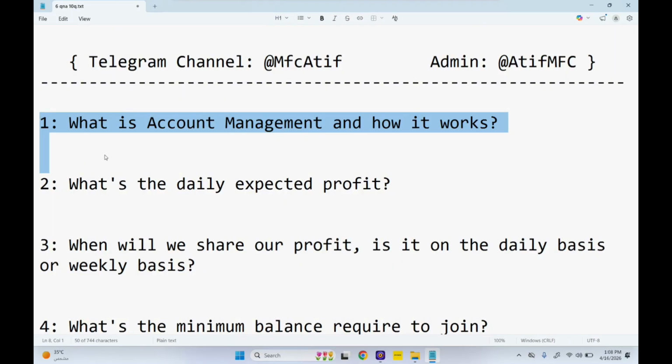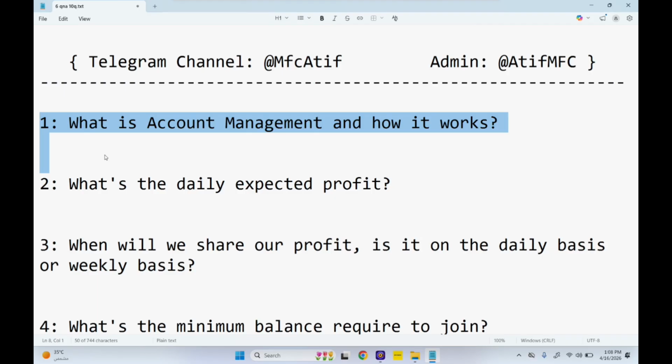This is a very basic question, but there are also some beginners in the channel and they want to know about it. So account management is a process in which a client sends his trading account details to a professional trader or account manager, and the account manager trades on the client's account and makes safe profits, and they divide the earned profit. So in simple words, for the account management service, you have to send me the login details of your MT5 account and I'll trade on your account, and when I open the trade in my personal account, I will also open the trade in your account and the earned profit will be shared between us.